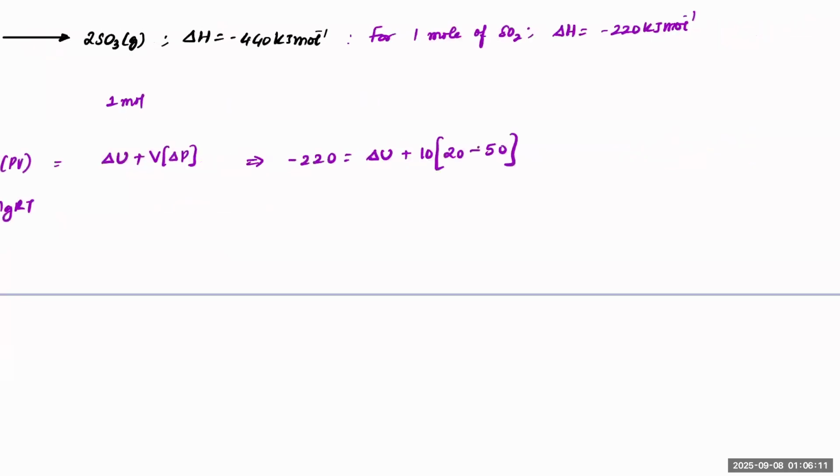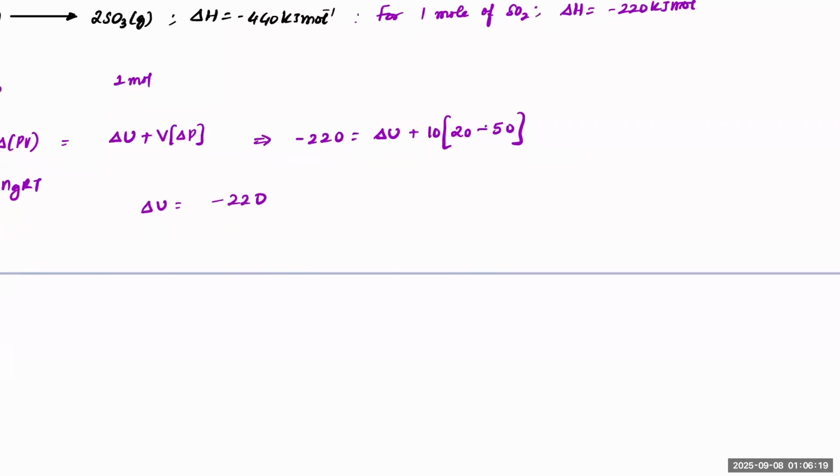And now from here I can write delta U is equal to minus 220. This is in kilojoules. So minus, this will be minus 30. So minus 30 into 100 is minus 300. If I take it to the other side, it will become plus 300.